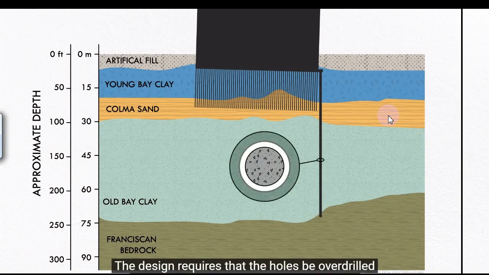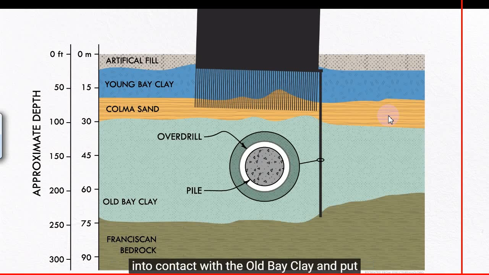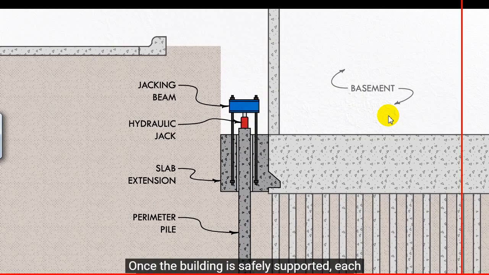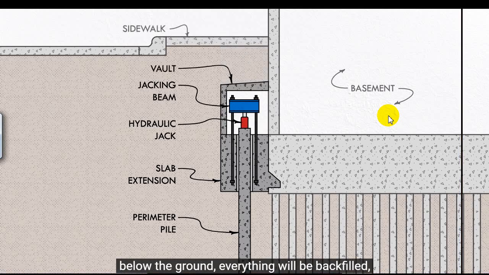The design requires that the holes be over-drilled so that no part of the new piles can come into contact with the old bay clay and put any weight on this weak subsurface layer. The annular space between each pile and the clay will be filled with low-strength material only after the hydraulic jacking operation is complete. Once the building is safely supported, each pile will be enclosed in a concrete vault below the ground, everything will be backfilled, and the sidewalks will be replaced.